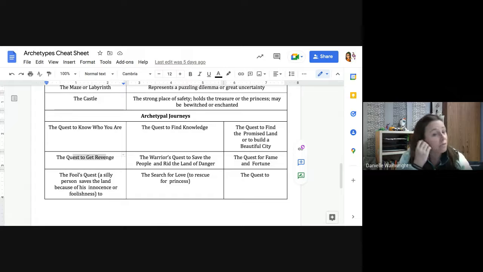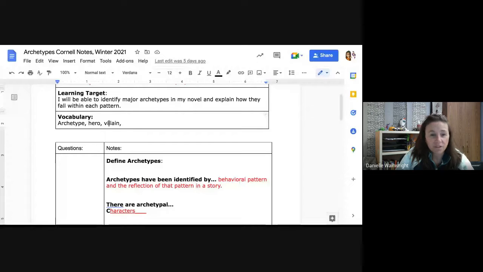Then we also, this was all from the 27th, we also took notes on archetype Cornell notes. They were not that long. You were supposed to write your own name. Our learning target was to be able to identify major archetypes in your novel and explain how they fall within a pattern. And then we just had a couple of vocabulary words: archetype, hero, and villain. We watched these 2 videos.